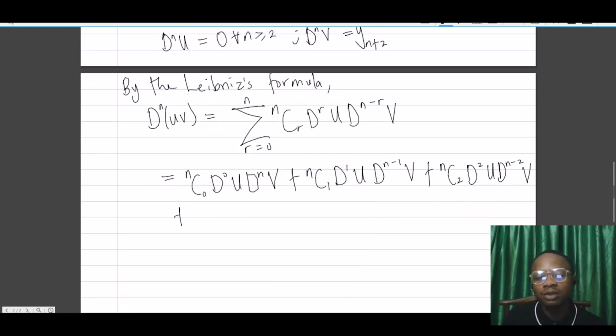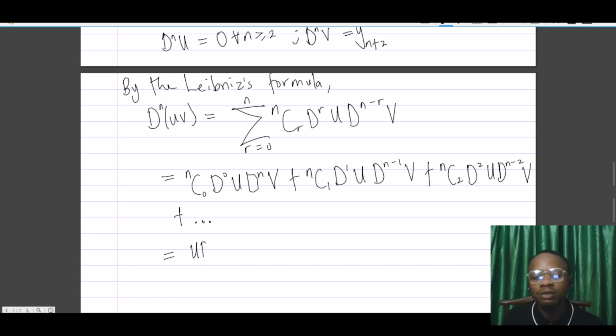So let's say plus, we know it will continue like that, but we're not really interested in the remaining terms because they are all going to be 0. Let's just leave it this way, okay? And then this is going to give us the expression. We know n combination 0 is 1. We know that already from previous expansions. D to 0 is also 1.